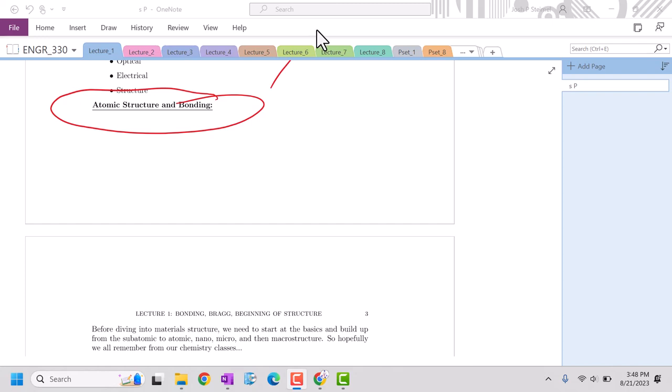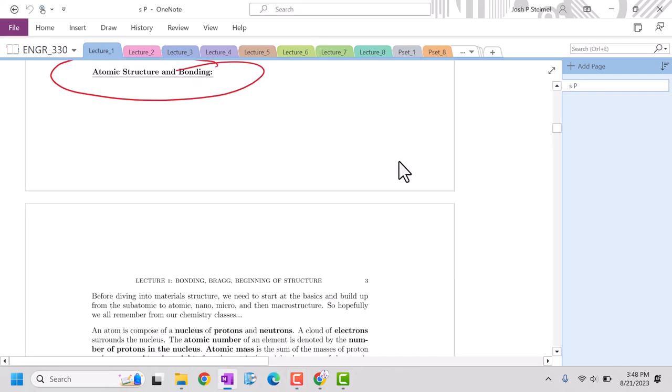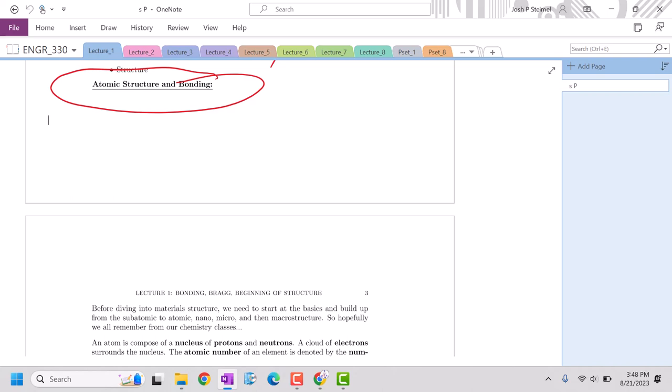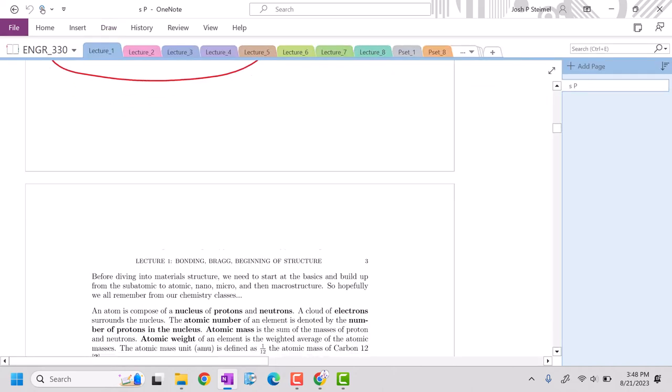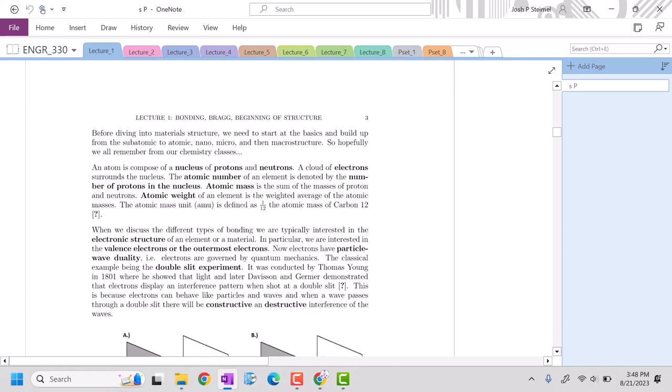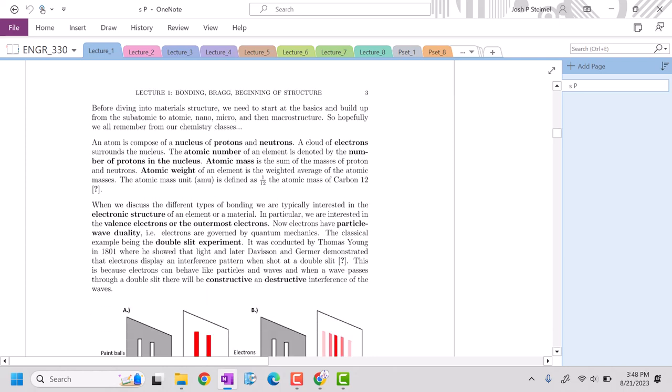All right, everyone, we are back, and so now we are going to get into our atomic structure and bonding discussion, and specifically the finding of Bragg. So hopefully we remember from chemistry courses that we have a nucleus, which is composed of protons and neutrons, and most importantly for us, a lot of material behavior is determined by electrons, and specifically the outermost shell of electrons, the valence electrons.